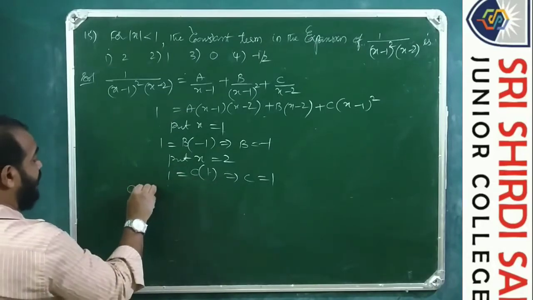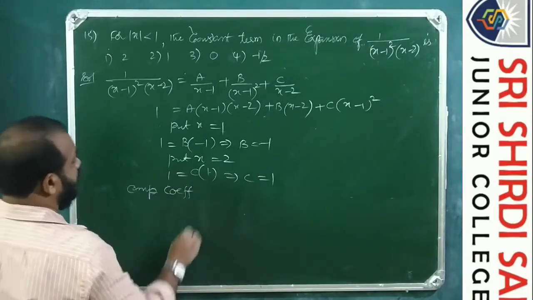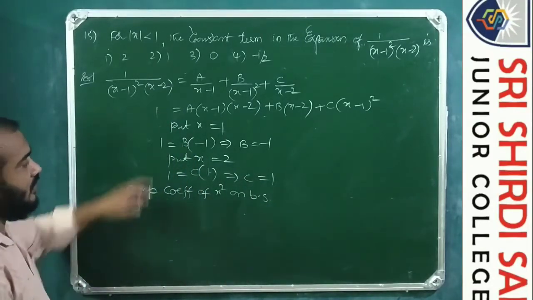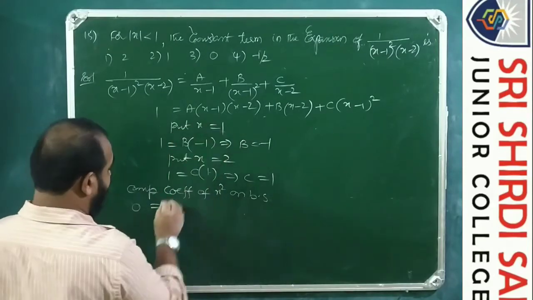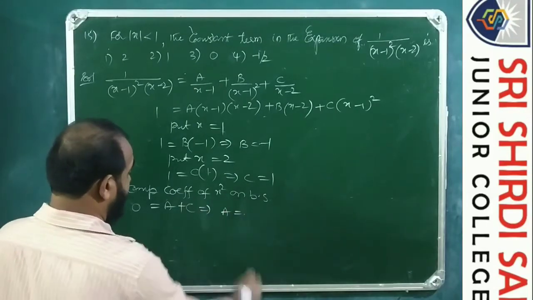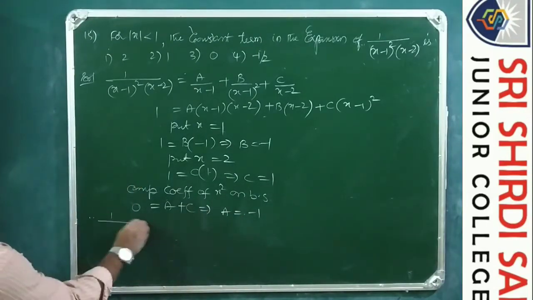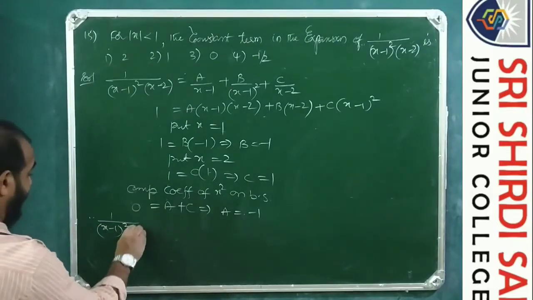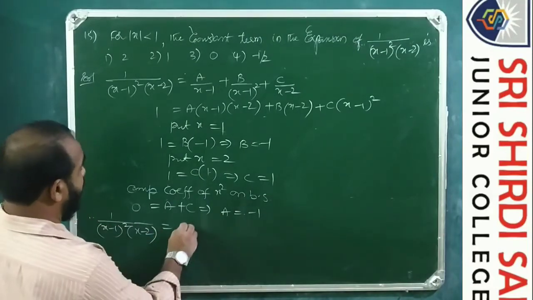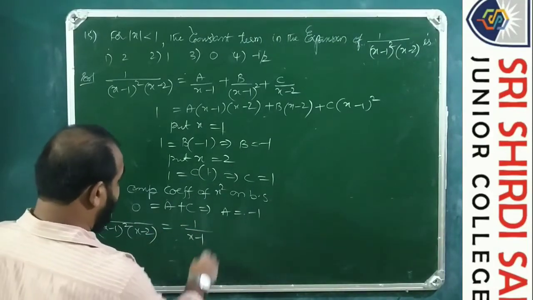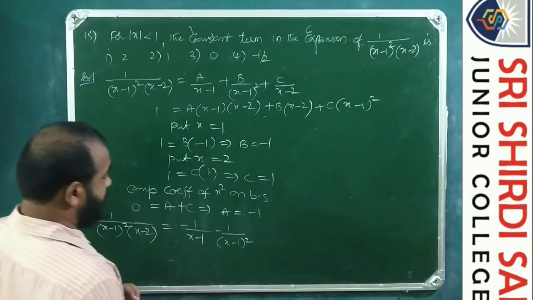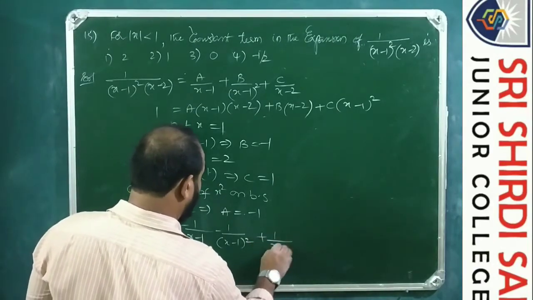And now comparing coefficients of x² on both sides. We don't have any coefficient of x² here, so 0. So this is a plus c. So from this a is equal to minus 1. Therefore 1/((x - 1)² (x - 2)) is equal to, the value of a is minus 1/(x - 1), plus the b value is minus 1/(x - 1)², plus the c value is 1/(x - 2).